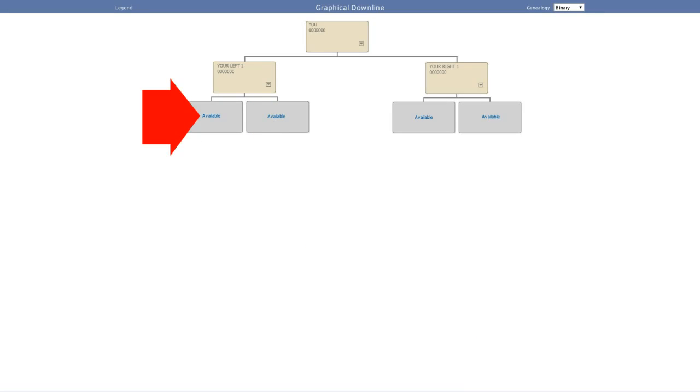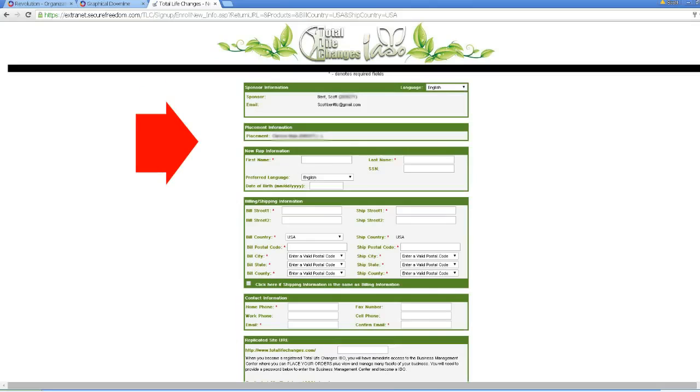And so in your back office, when you go to organization, then graphic downline light, and this window opens up, if you want to place somebody right here, you click on that available box, you fill out this application with your new business partner, and they're going to be placed right there where you put them. It is the way to make sure that you control the way your organization is built and grows.